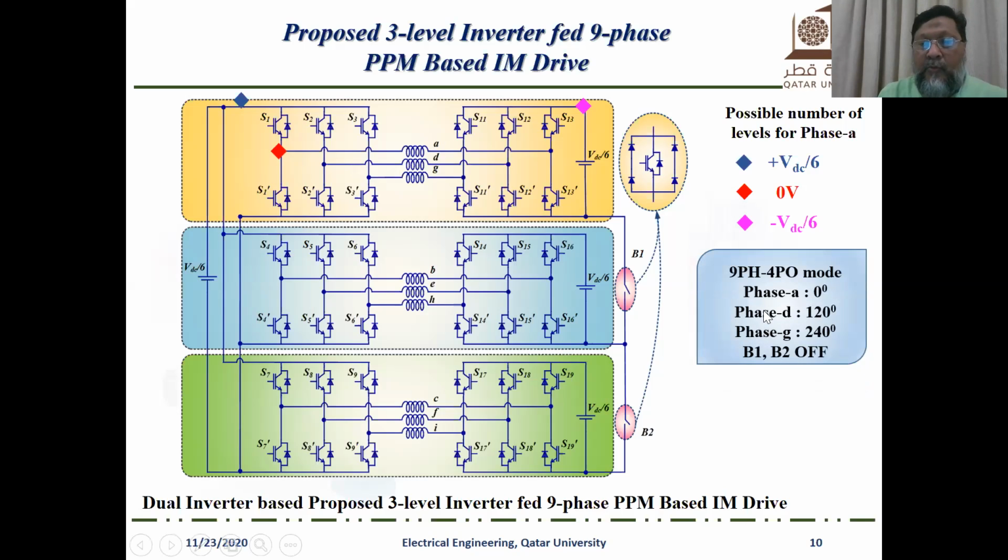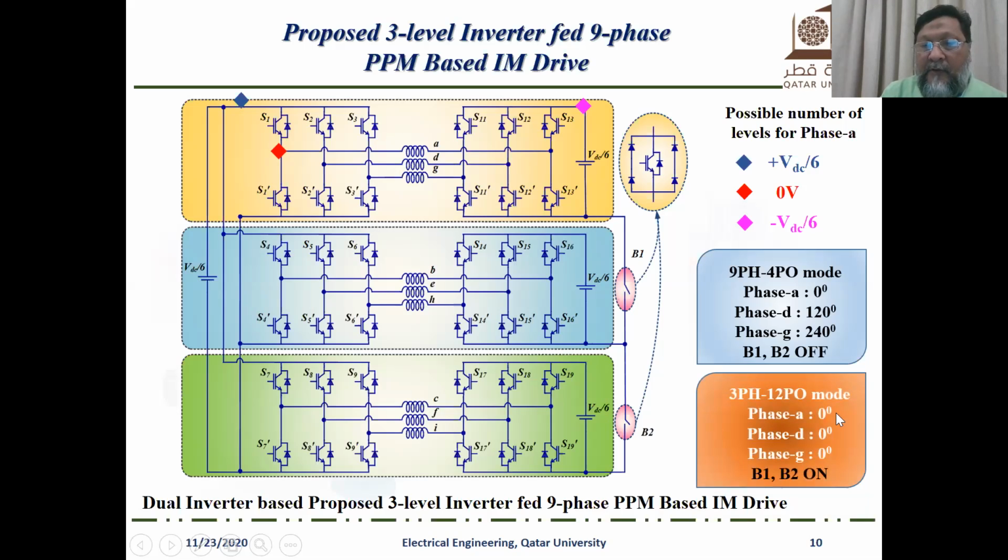So in 9-phase 4-pole mode, phase A is excited by 0 degree, phase D is excited by 120 degree, phase G is excited by 240 degree, and B1 and B2 are off. Due to B1 and B2 being off, this is acting as a 3-phase, this is acting as a 3-phase, and this is acting as a 3-phase. So we can implement space vector modulation that is implemented normally in 3-phase. That same we can apply here. Although this is a 9-phase machine, we are implementing 3-phase space vector modulation in these 3 groups, and hence we are able to enhance the DC bus utilization by 15.4%. And there will be a presence of the common mode voltage, but because B1 and B2 are off, there is no common mode current.